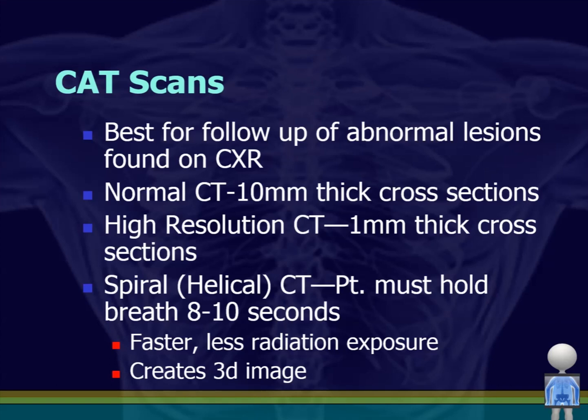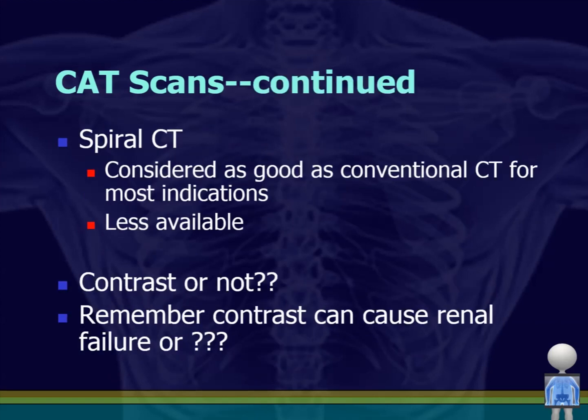A normal CAT scan has 10 millimeter thick cross sections. A high resolution is only 1 millimeter. So your spiral hamming is a centimeter or 1 millimeter, depending on which one we order. Okay. A spiral is quick. It's quick and fast. And the patient has to hold their breath, it's true. And it can create a much quicker image. Spiral CT can be as good, but it is less available. That's true.